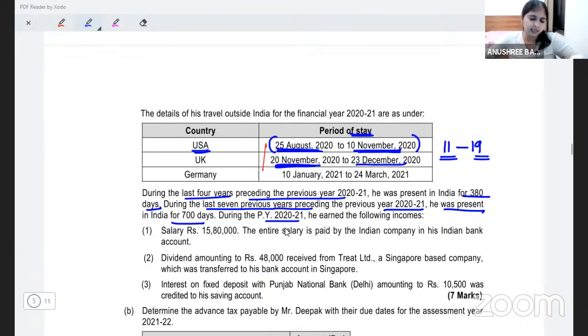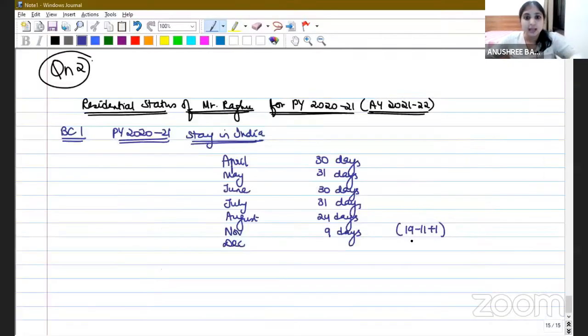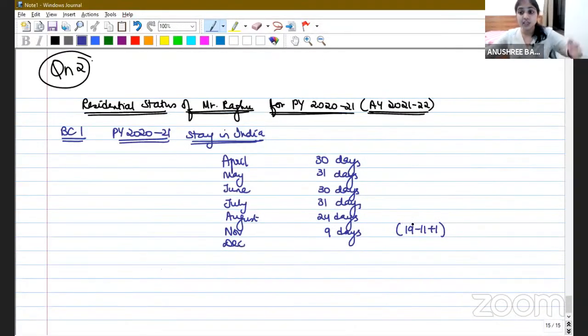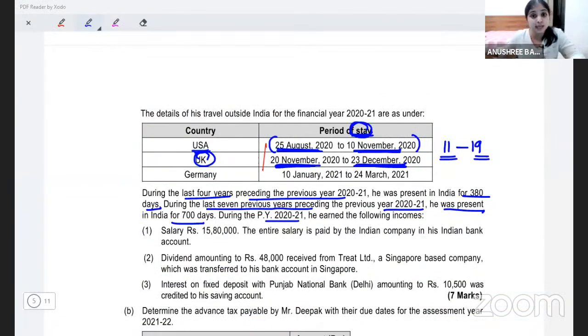Generally, I cannot say he's coming back to India on 23rd December because the question says he's staying in UK till 23rd December. So even 23rd December will get counted in UK. So in India, from when to when? In India will be from 24th onwards. All right. Generally, even the date on which he arrives in India, we do count. But here the question is telling us that till 23rd December, he is outside India. He's in UK. So we will start counting only from 24th onwards.